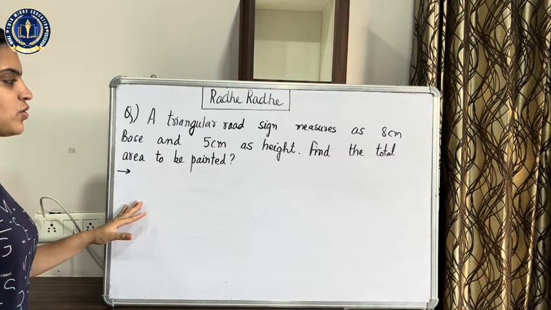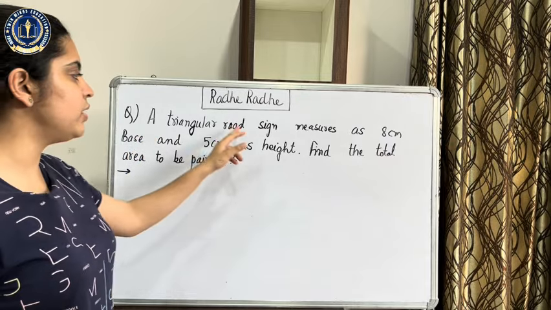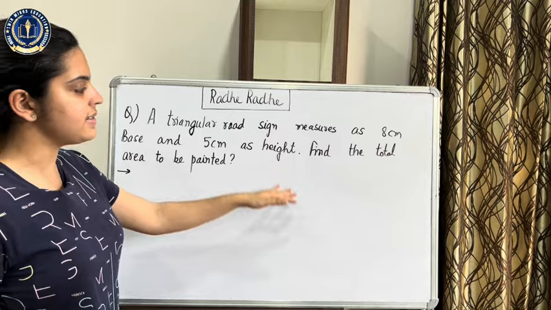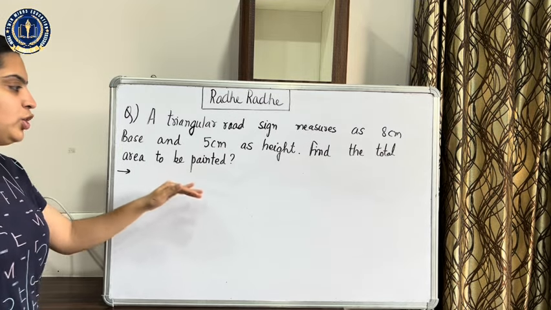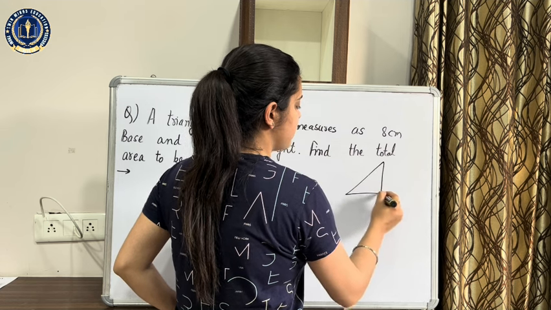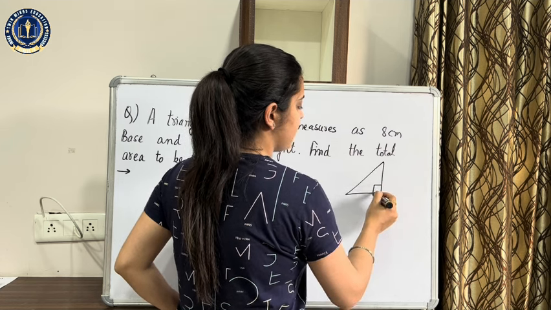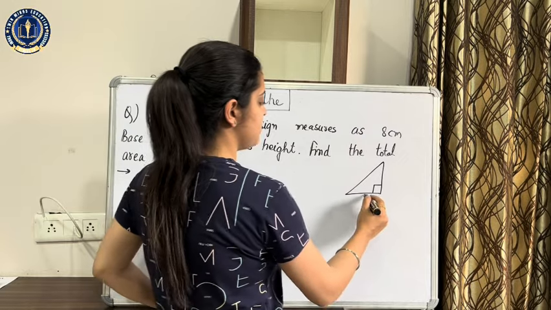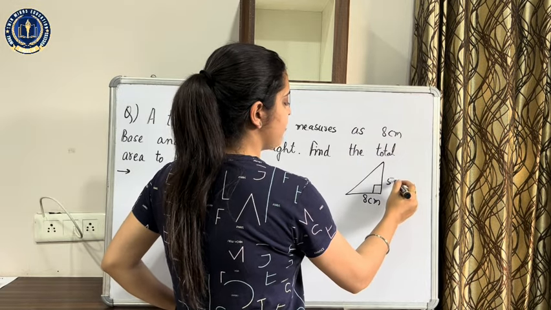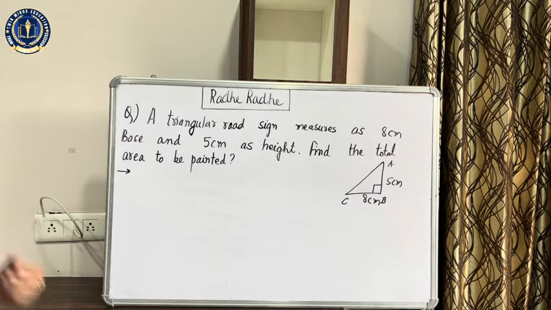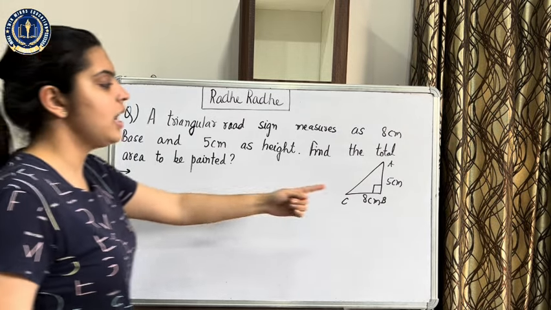So we have our next question. The question says a triangular road sign measures 8 centimeter base and 5 centimeter height. Find the total area to be painted. Now again, let's draw a triangular road sign. Suppose that's the road sign. This is our 90 degree. They've already given base as 8 centimeters and height as 5 centimeters. Again, we'll name it A, B, C.